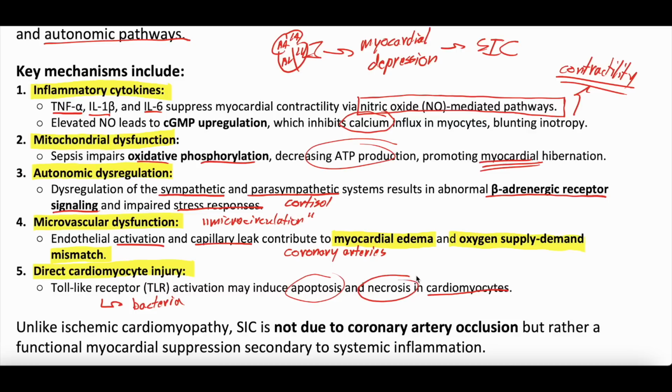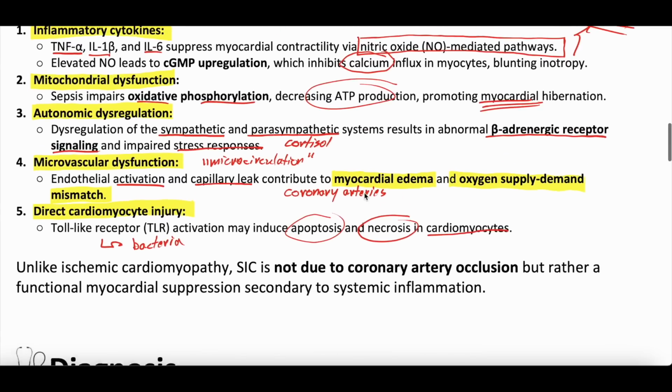If you go on a deep dive, there's certainly a ton of other stuff, and these aren't even that well teased out either. Some of these are debated, but it does provide a nice framework, being inflammatory cytokines, myocardial dysfunction, autonomic dysregulation, microvascular dysfunction, and then direct cardiomyocyte injury.